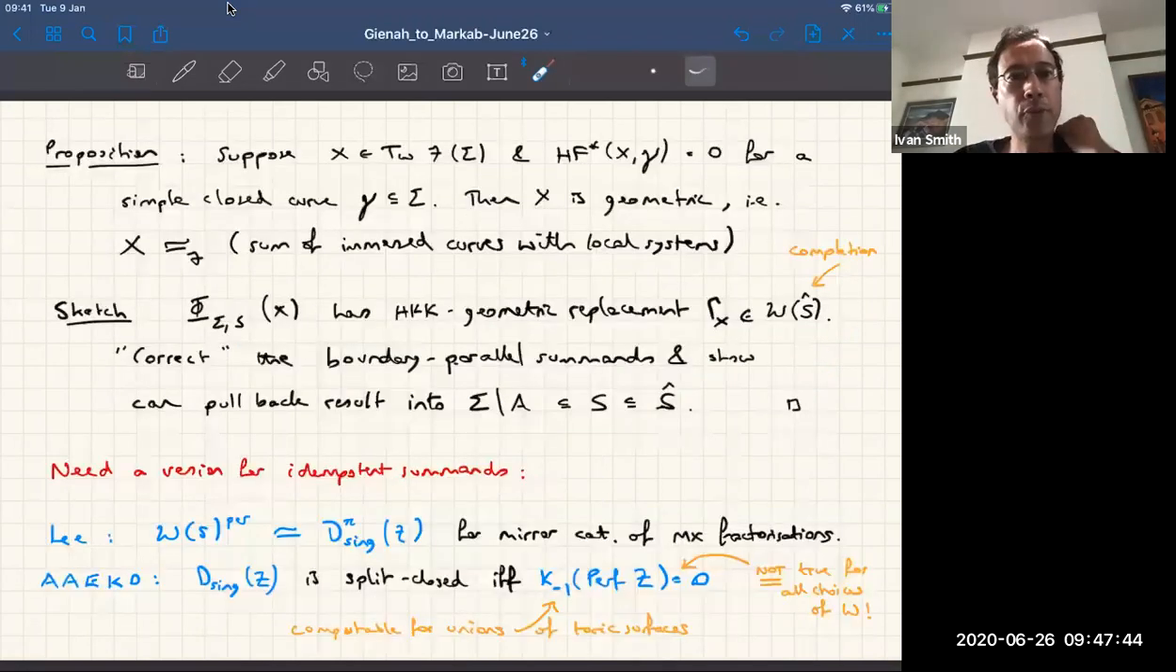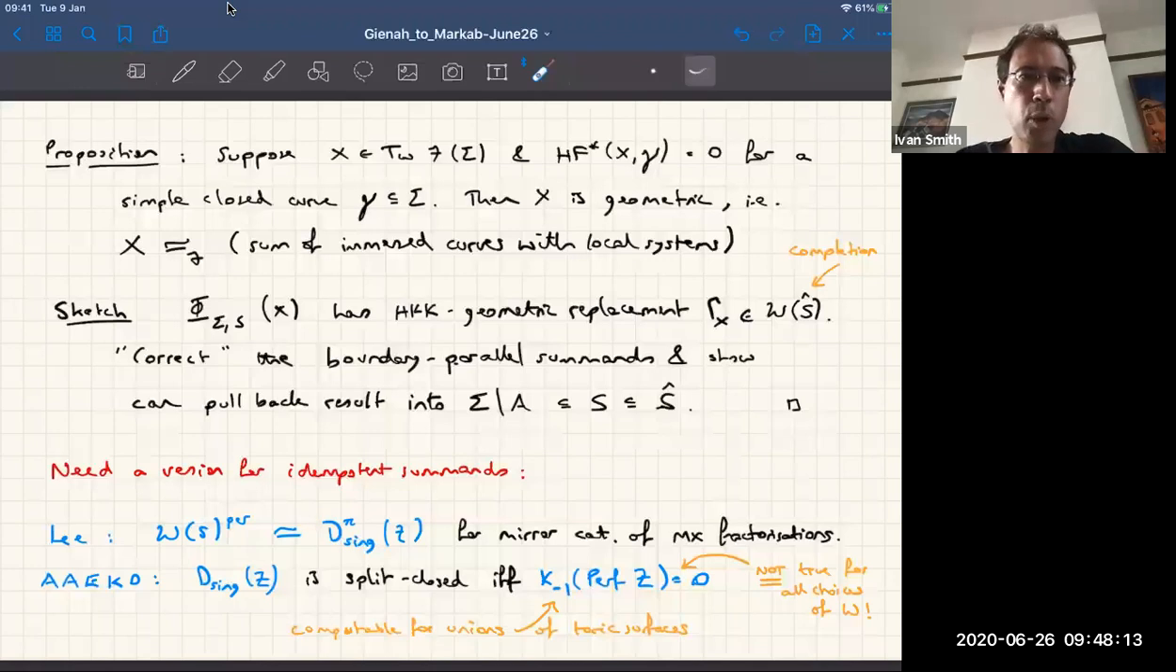Okay, so we get the following proposition. Suppose I take a twisted complex X on the Fukaya category of a closed surface, and suppose I know that it has trivial Floer cohomology with some simple closed curve gamma. Then, in fact, X is geometric. In other words, X is quasi-isomorphic to some sum of immersed curves with local systems.